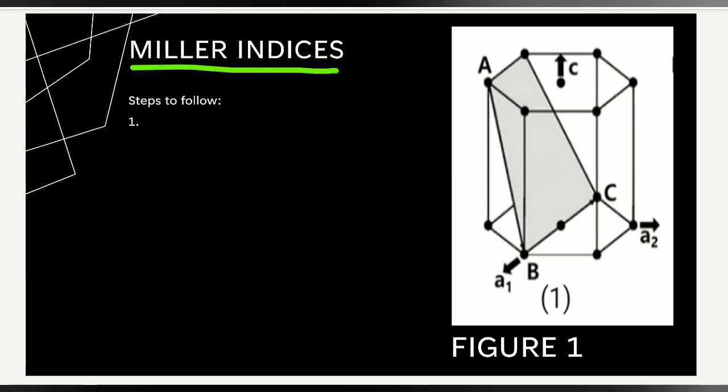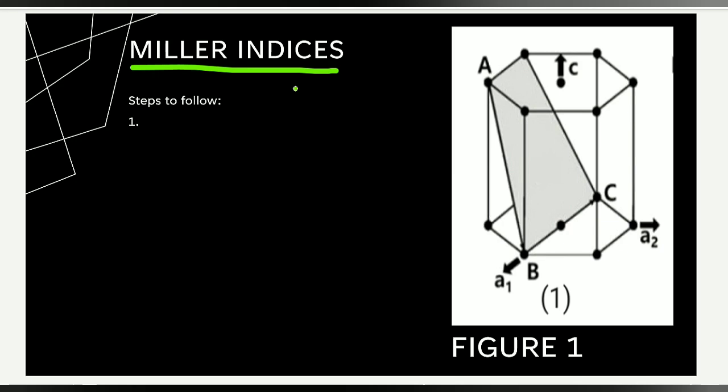And do remember that in order to find Miller-Bravais indices, you always have to find Miller indices first, no matter what. So if the question asks for Miller-Bravais indices alone, that doesn't mean that you do not have to find Miller indices. We first need to find Miller indices for the directions, and then we can find Miller-Bravais indices from certain equations that we have established as a relationship between the Miller indices and Miller-Bravais indices.